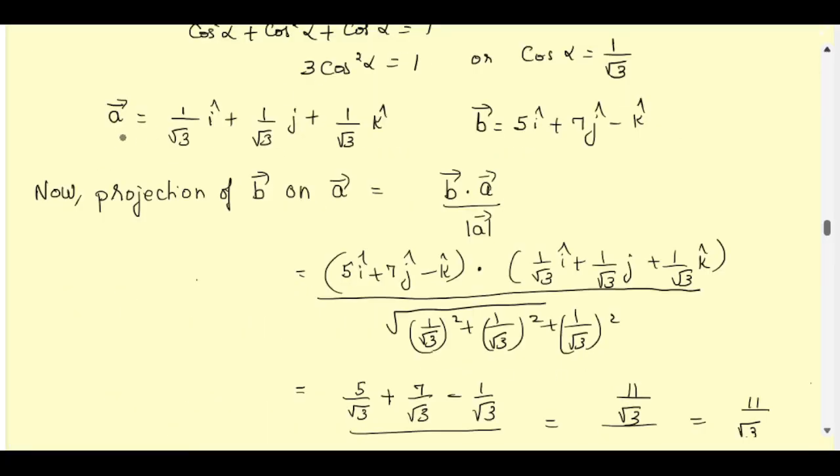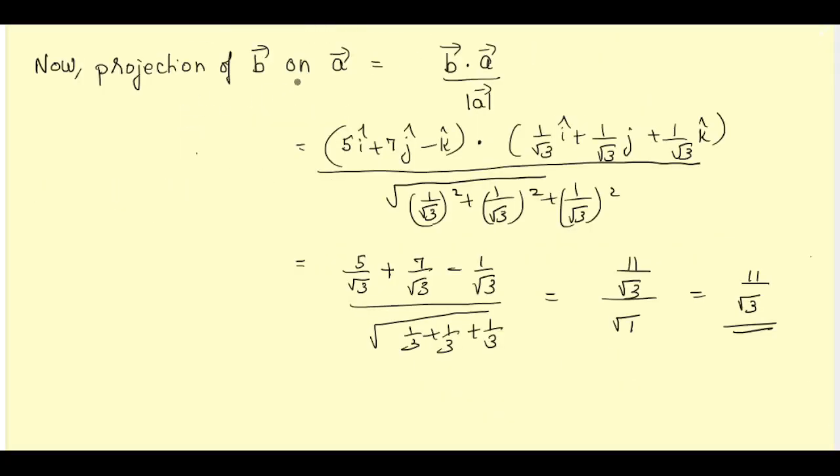So we got the vector A, that is nothing but 1 by root 3 i vector plus 1 by root 3 j vector plus 1 by root 3 k vector. Now the question is the projection of B vector on A vector. The formula to find the projection of B vector on A vector is the dot product of B and A divided by the magnitude of A. So we know A vector and B vector. Just multiply it and get the answer.